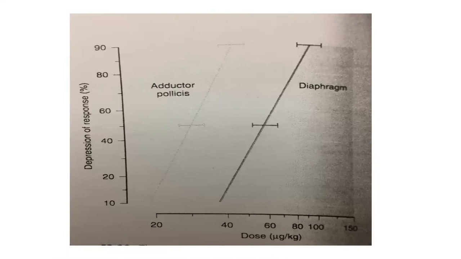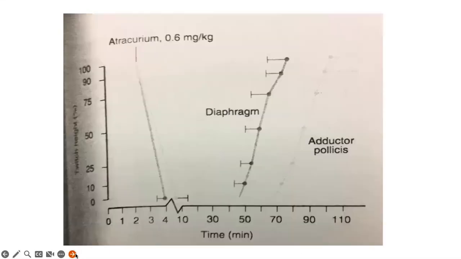This is good because it's a survival mechanism: the body has been made such that the diaphragm is resistant to muscle relaxation. Why is that? So that you can breathe for as long as possible to keep you alive. So the diaphragm will require a higher dose of muscle relaxant in order for it to be relaxed. However, on the flip side, when the muscle relaxant actually begins to wear off, the diaphragm begins to move before the adductor pollicis begins to be able to be stimulated.